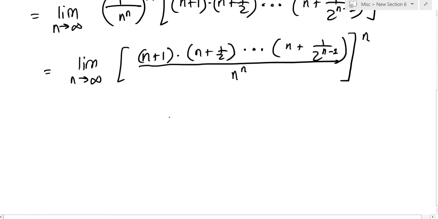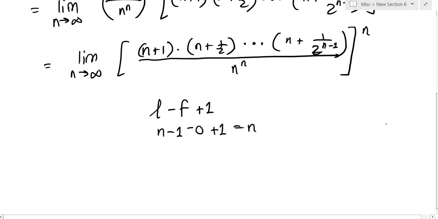Now, one thing that I would like to ask you guys, how many terms are there of these n plus 1 times n plus 1 half till n plus 1 over 2 raised to n minus 1? How many terms are there in the numerator? Well, how do we find the number of terms? We do the last term minus the first term plus 1. So the index of the last term is n minus 1, and then 2 has a zeroth power here, minus 0 plus 1, that just gives n. So there are n terms here.